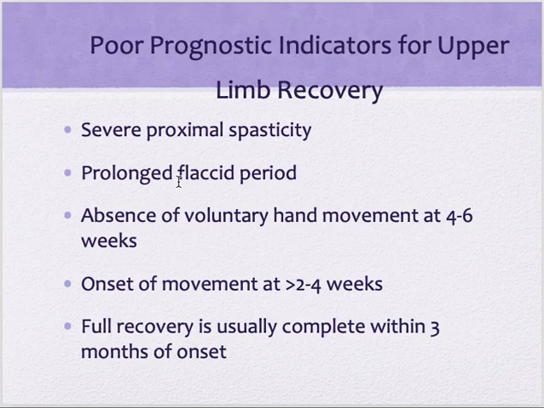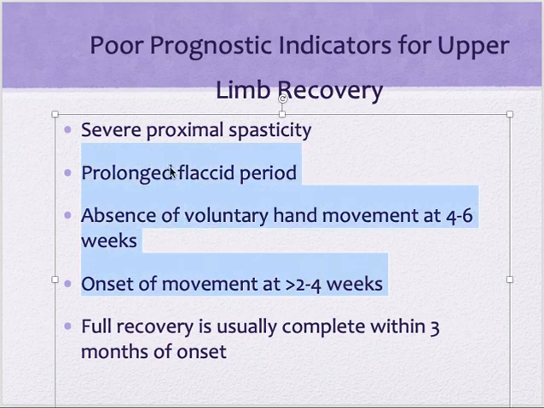So you can see over here the poor prognostic indicators for upper limb recovery: someone who has very severe proximal spasticity, someone who has a prolonged flaccid period, someone who has absence of voluntary hand movement at 4 to 6 weeks, and someone who has onset of movement later than 2 to 4 weeks. Full recovery is usually complete within 3 months of onset, right? So these are some poor predictors of upper limb recovery.